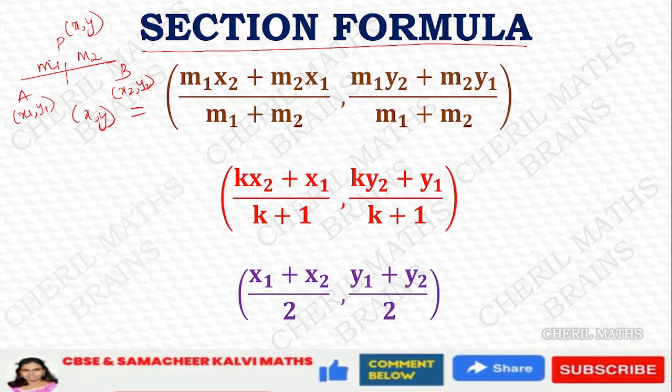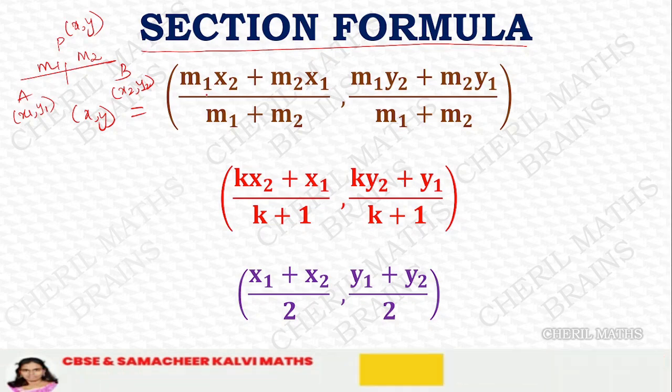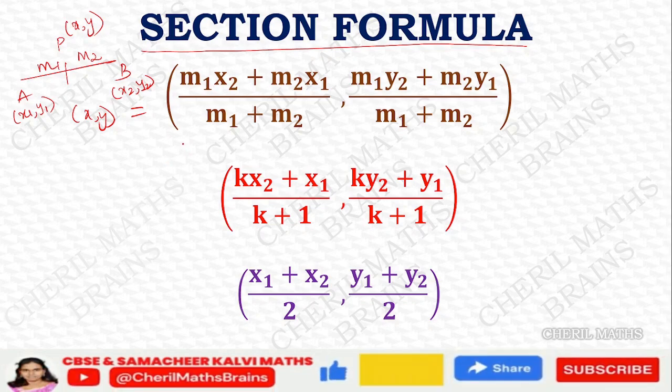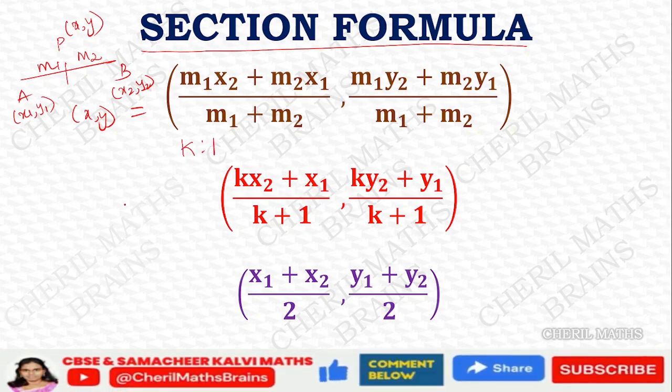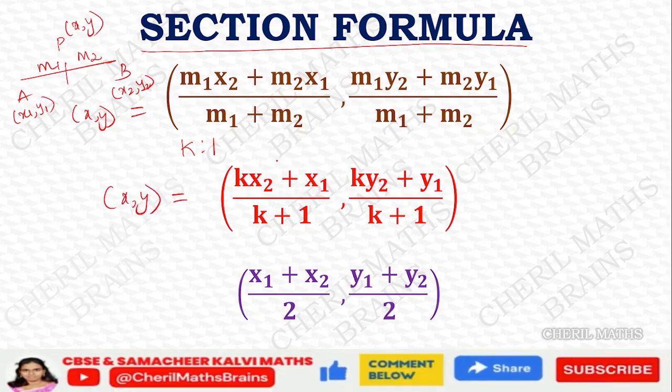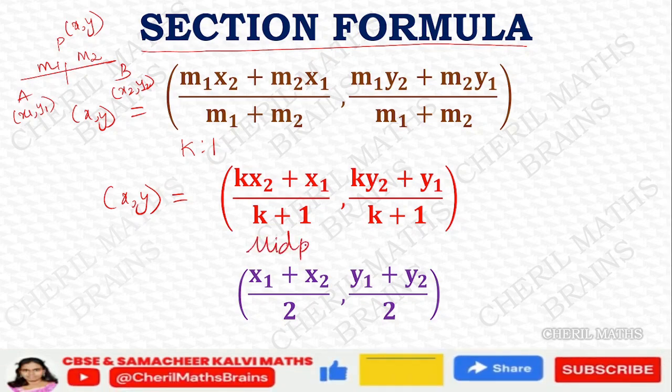If it is going to be dividing in the ratio M1 is to M2, then we'll be using this formula. If it is going to divide in the ratio k is to 1, then instead of M1 you are using k, instead of M2 you are using 1. So again x comma y, in this way you will be getting this, and this is where you are going to use it as a midpoint formula.